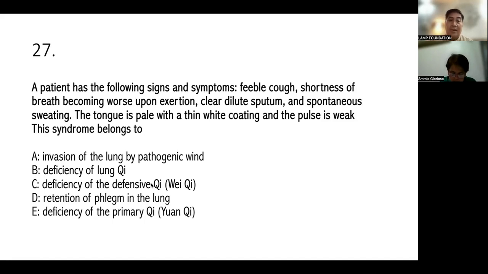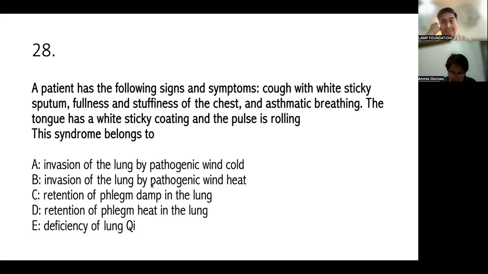Okay? Number 28. A patient has the following signs and symptoms: white sticky sputum, fullness and stuffiness of the chest and asthmatic breathing. The tongue has a white sticky coating and the pulse is rolling. These symptoms belong to letter C, retention of phlegm damp in the lungs.